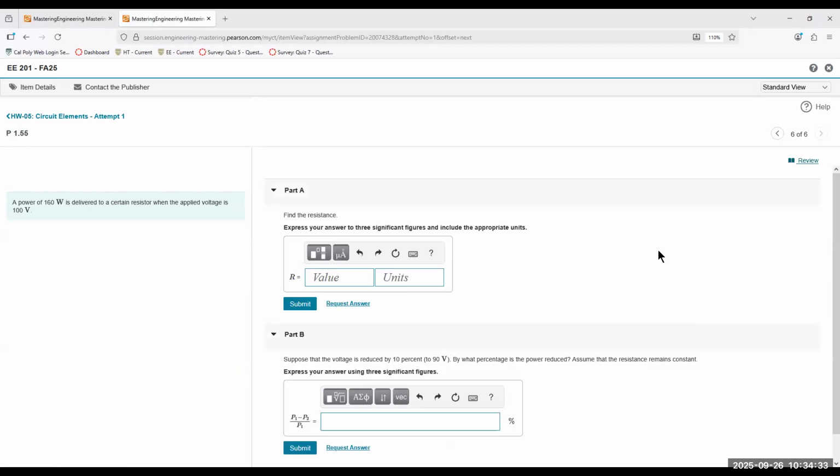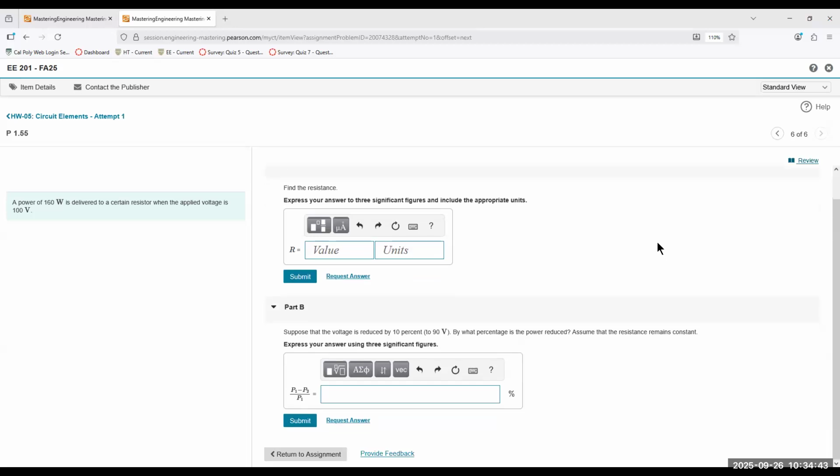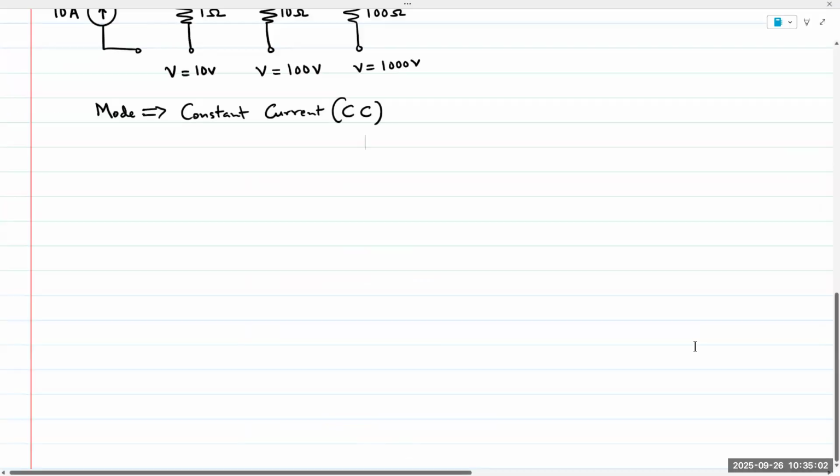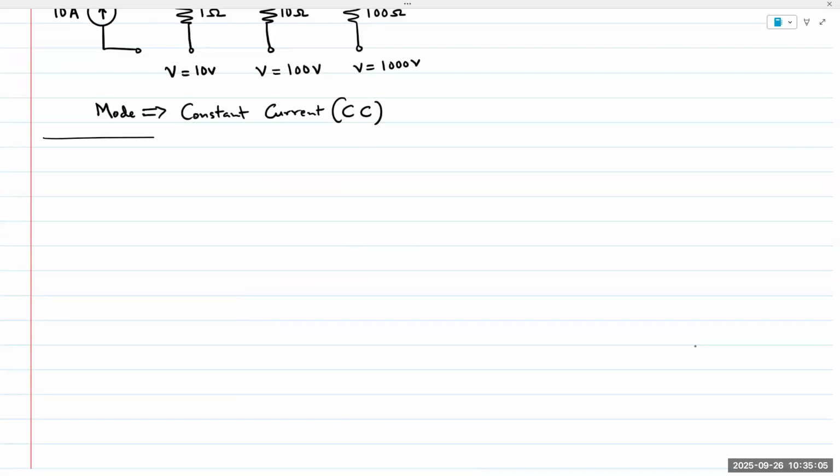Power is delivered to a resistor and the applied voltage is given. So it asks you to find the resistance and then also again asks you to find the power when the voltage is reduced. So for this, it would take you to here again. I'll show the equations that we would need, but students should of course attempt this on their own.